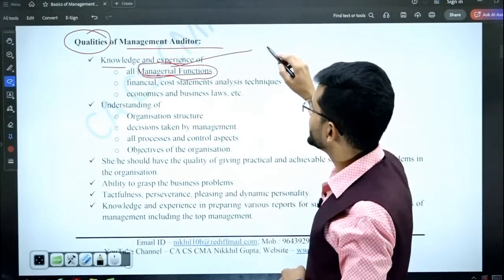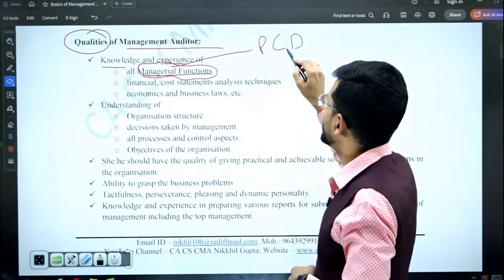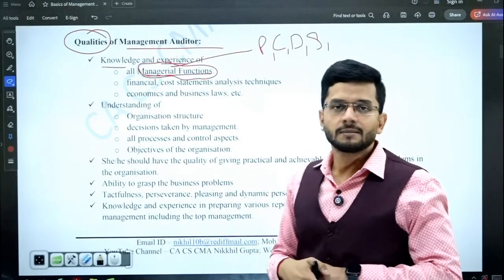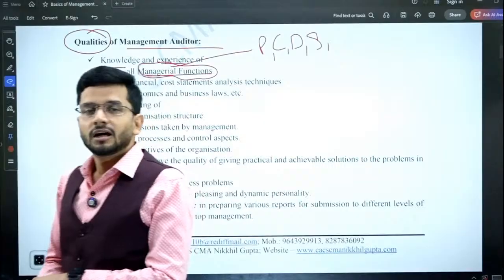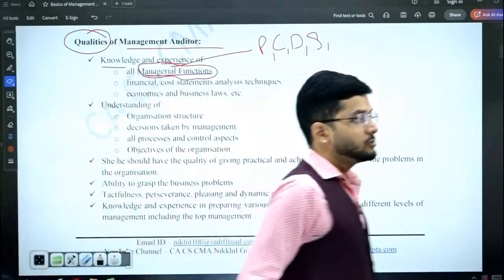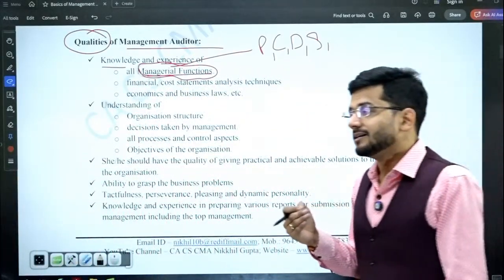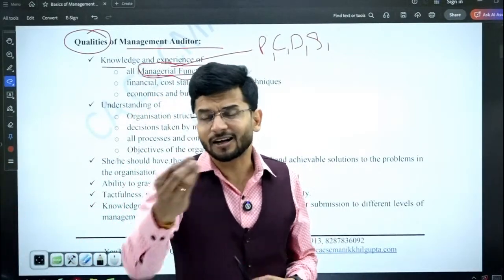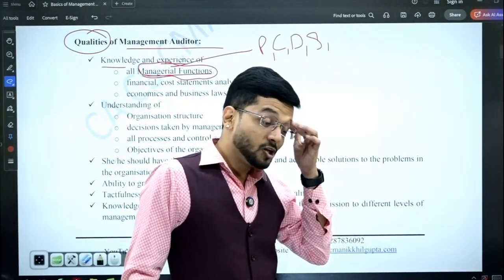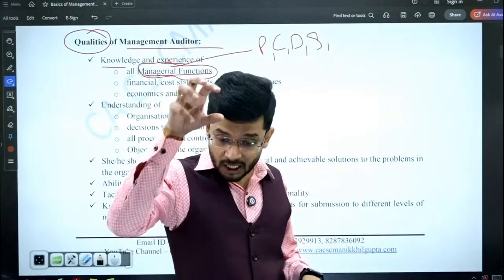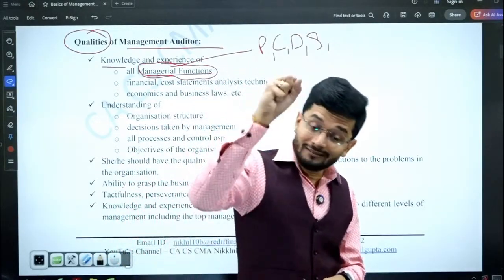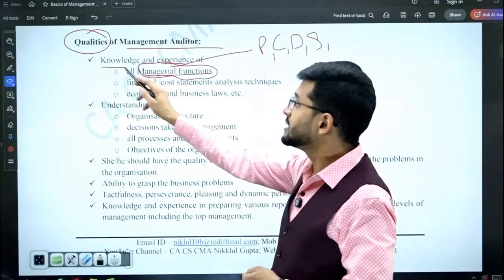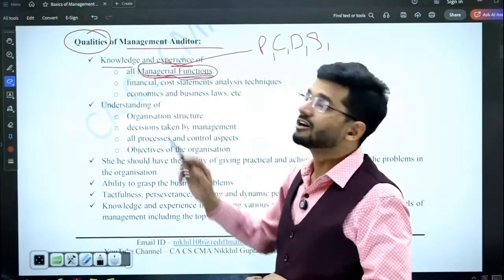What are the managerial functions? Managerial functions mean planning, controlling, directing, supervising. All these are management functions. So a person who has been in a managerial position and who knows the positives and negatives of a managerial position. How hard is it to become a managing director of a particular company? How hard is it to become a CFO of the company? If a person knows about these facts, only then can that person be an effective management auditor. So first and foremost, you should have knowledge and experience in managerial functions.